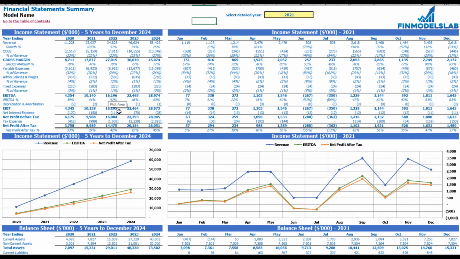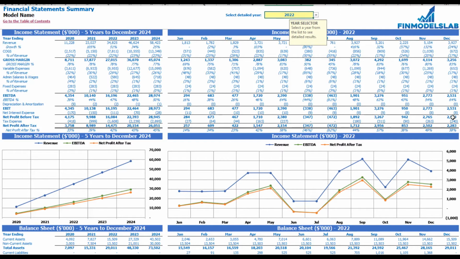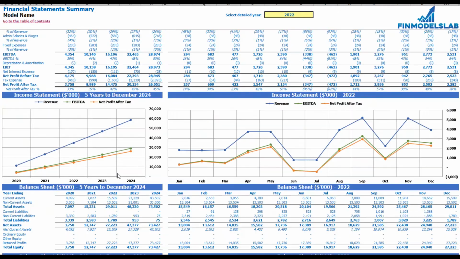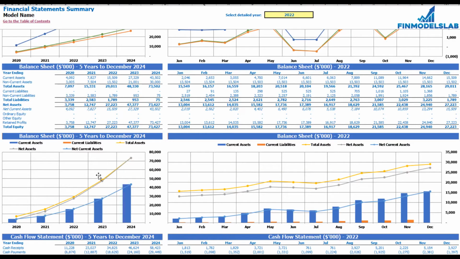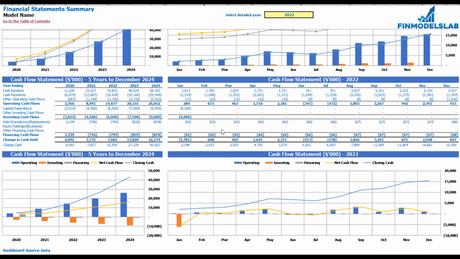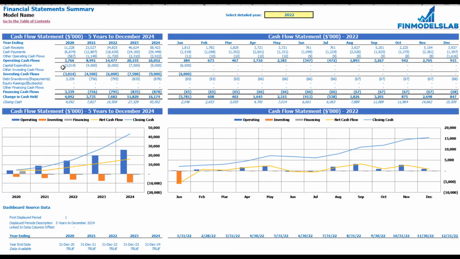On the top you have the income statement broken down by 5 years, and the selected year, which you can change here, broken down by months. Below you may see the same information in chart form. The next set of tables and charts will show you the balance sheet, main KPIs broken down by 5 years and the selected year by months. And the last part will show you the cash flow statement breakdown for the 5 years and for 12 months for the selected year, as well as charts with the same information.